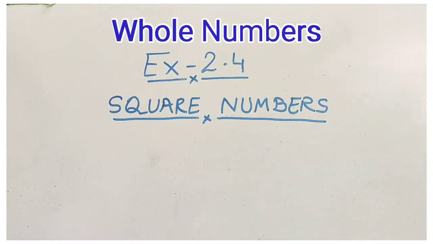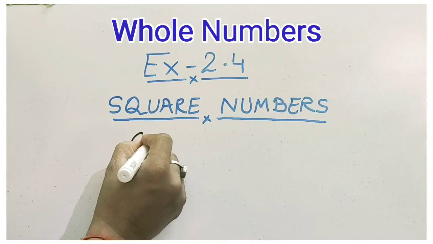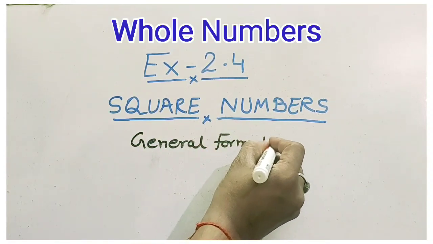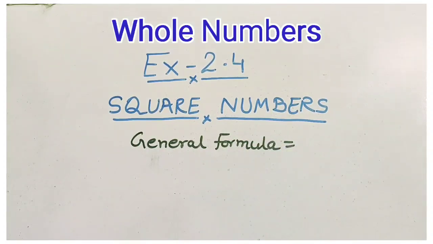Okay students. The next topic is square numbers. Like triangular numbers, square numbers are the numbers that can be represented in the form of a square. Okay? Let's take some examples. First, I would like to tell you the general formula to find the square numbers. The general formula to find the square number is n square.